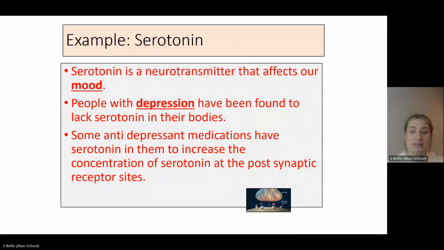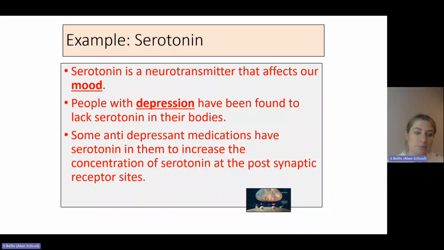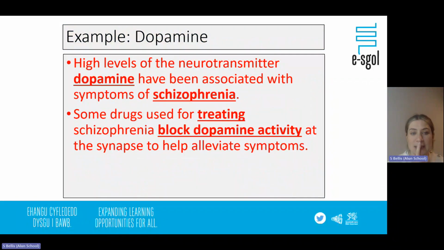Serotonin and the next example, dopamine, are really good examples to learn and to know about, because they are parts of the specification of psychology that pop up a lot, and especially in year 13 as well. So you've got serotonin, which is your first one. And then your second example is dopamine. High levels of the neurotransmitter dopamine have been associated with symptoms of schizophrenia. So you've got serotonin, which looks at depression, and then you have dopamine, which looks at schizophrenia.